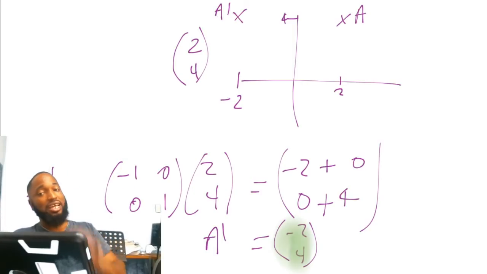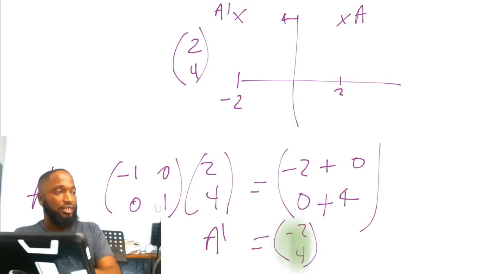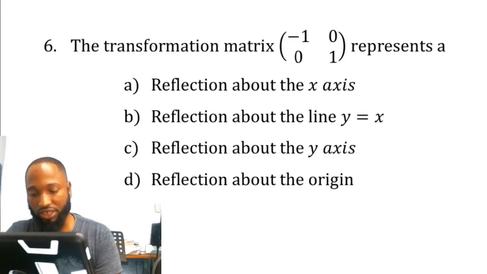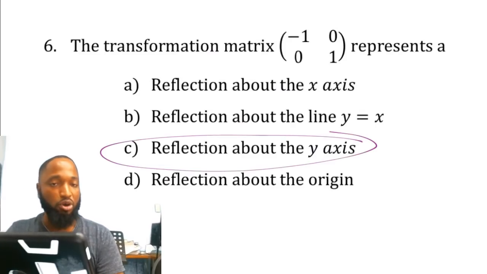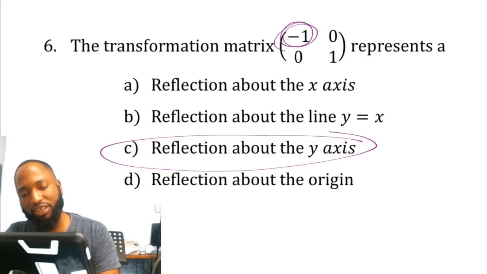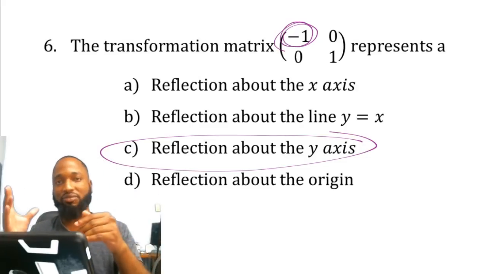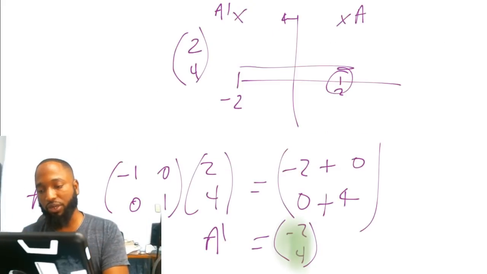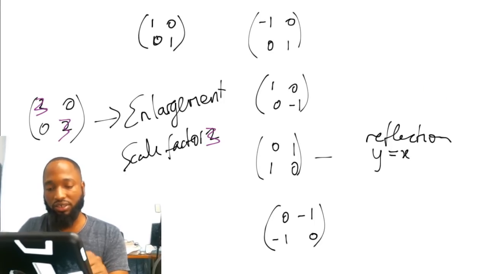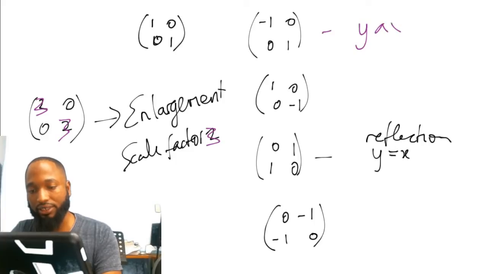So what is that? Most people saying C, which is correct, is a reflection about the y-axis. So if you see any negative on this first one, it switches the x-coordinate from positive to negative. If you're switching the x-coordinate from positive to negative, you're actually reflecting across the y-axis. So in the transformations, this one is the y-axis reflection.